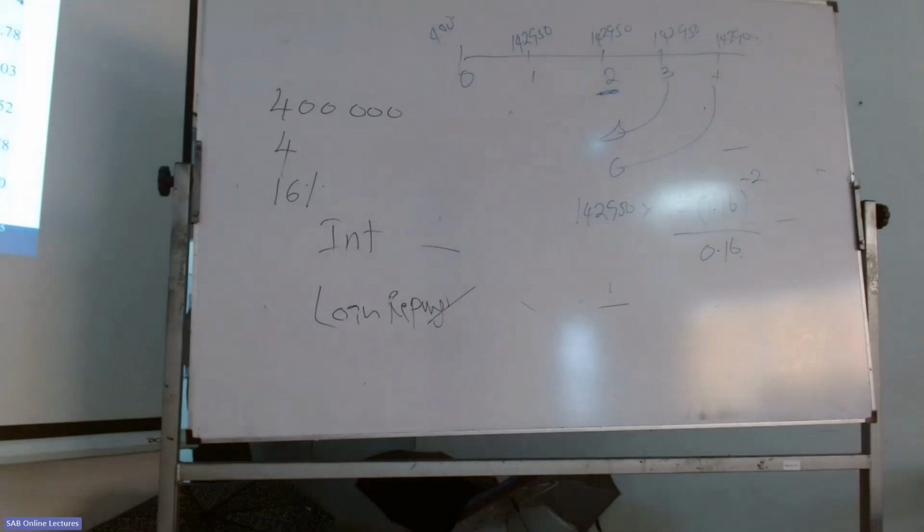So what happens to the loan repayment over time? It is increasing. Initially, the bank is not getting back a large amount, but when the loan is going to mature, the bank is taking back a large amount. So it is increasing over time. The interest component is decreasing over time.